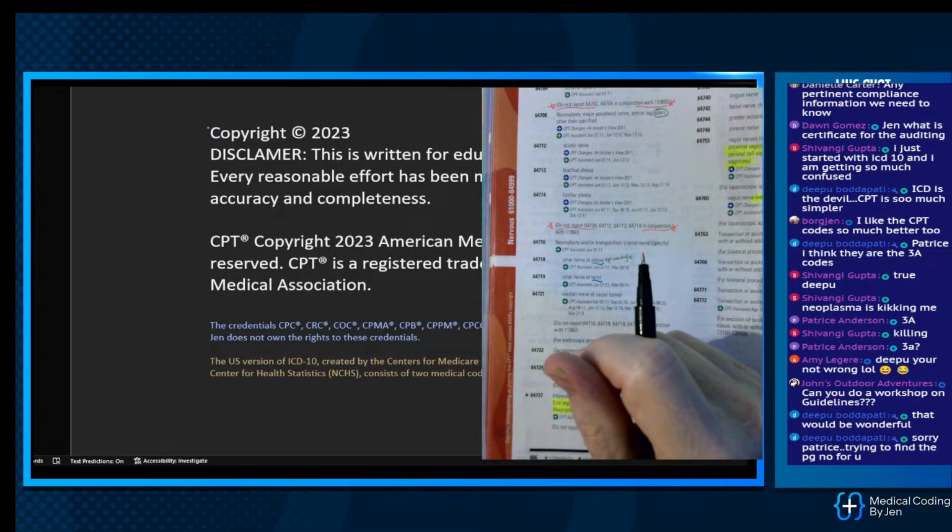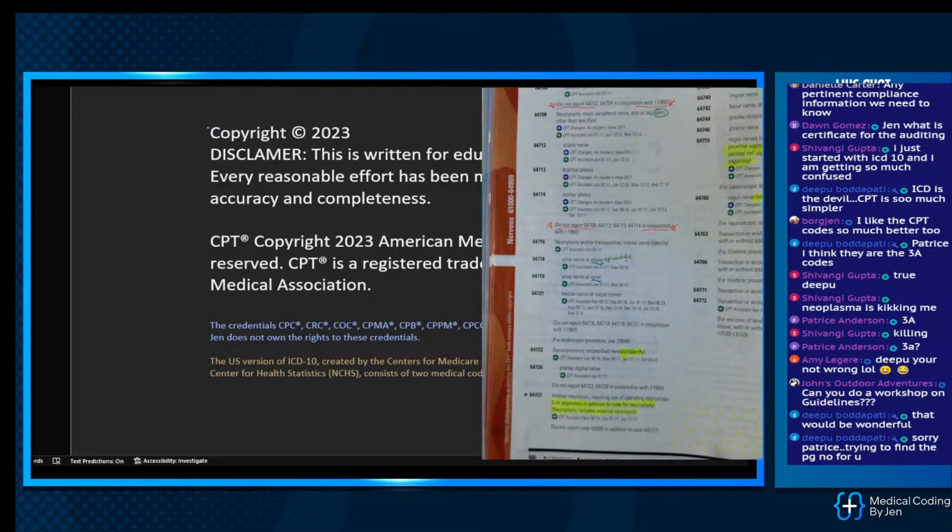A workshop on guidelines, I can. I don't think I ever have. Because there's 7 questions on the exam that are guidelines. Oh my. That would be a lot of ICD-10 too. And, you know, like radiology has some guidelines.